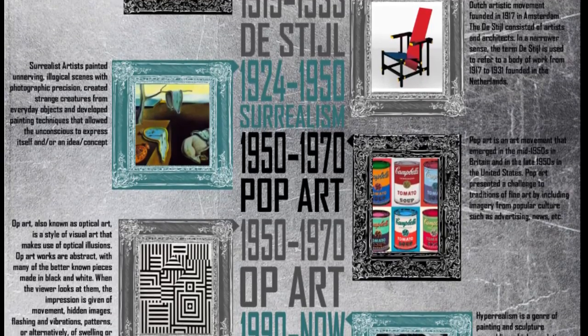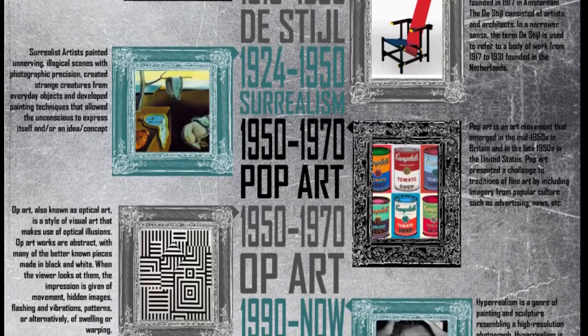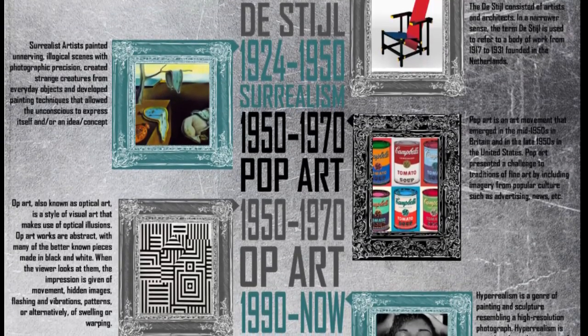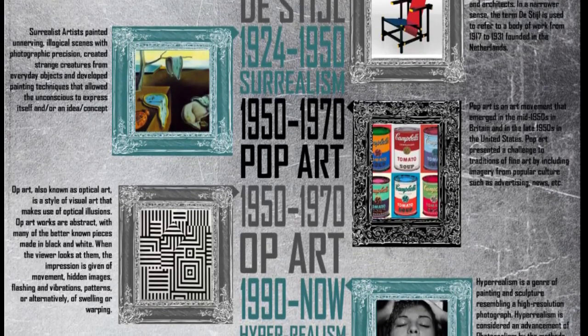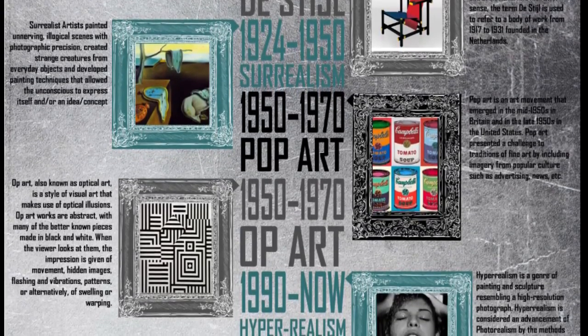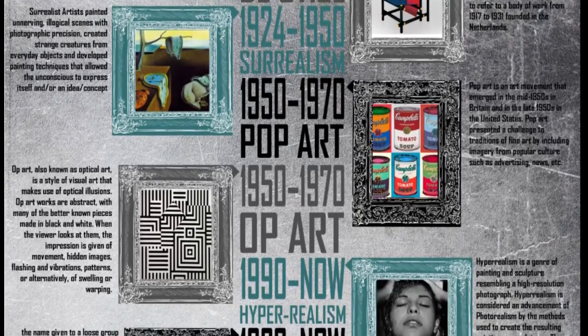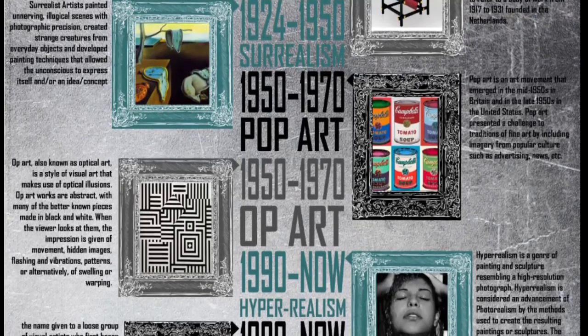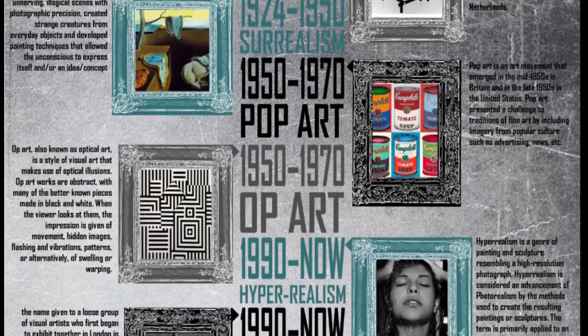1950 to 1970, Op art. Op art, also known as optical art, is a style of visual art that makes use of optical illusions. Op art works are abstract, and many of the better known pieces are made in black and white. When the viewer looks at them, the impression is given of movement, hidden images, flashing and vibrations, patterns, or alternatively, swelling or warping.